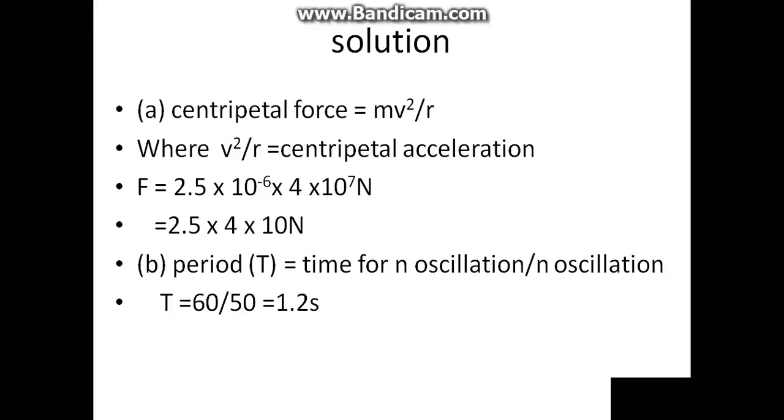B. Period T is equal to time over number of oscillations. Therefore, period T is equal to 60 over 50, which will give us 1.2 seconds.